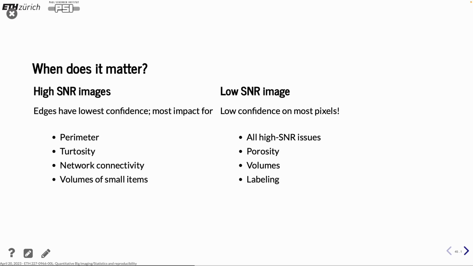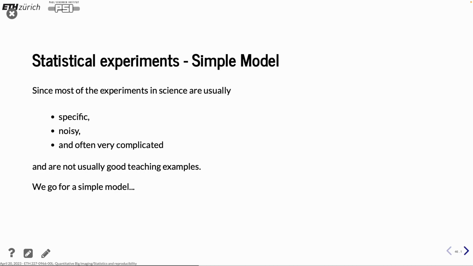And if you want to compute the volume of small items. So if you have very small items, and then they are almost only edge, then it can also have a great impact. For low signal-to-noise ratio, then of course, we have all the high signal-to-noise SNR issues, but then can also come porosity measurements, volume measurements, and in the end also how you label things. So this is a pretty good feedback on how well you have segmented images, and I think it's worth considering in your analysis. And with that, it's time for a break.